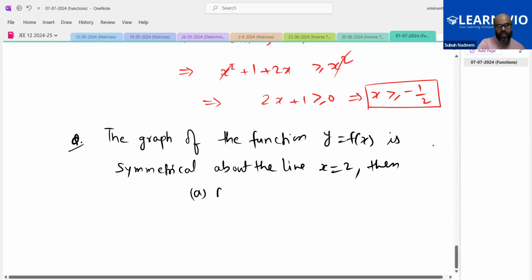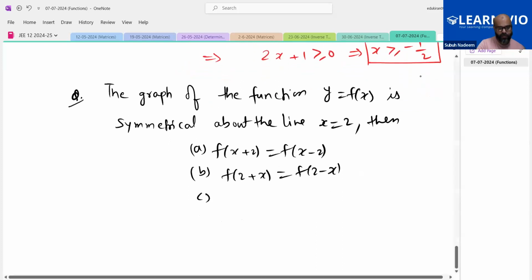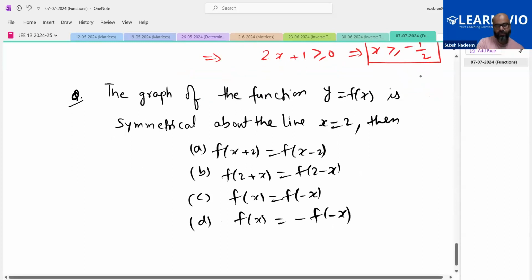Option A is f of x plus 2 is equal to f of x minus 2. Option B, f of 2 plus x is equal to f of 2 minus x. Option C, f of x is equal to f of minus x. And option D, f of x is equal to minus f of minus x. Let's give it a try.